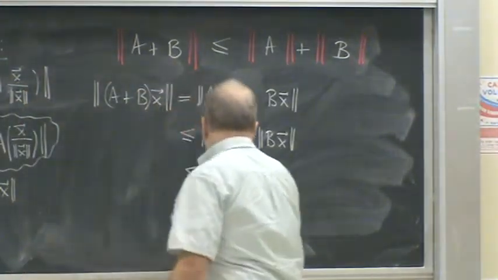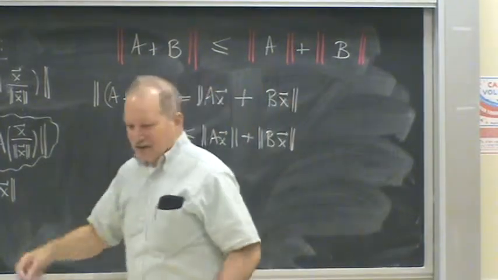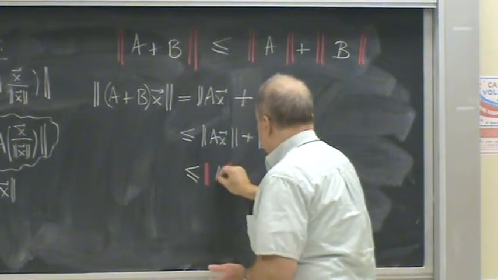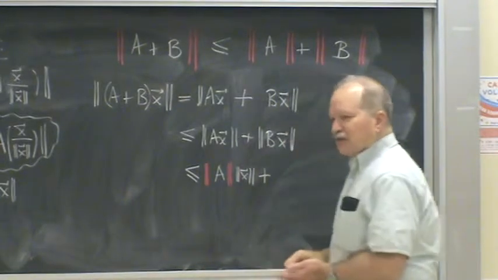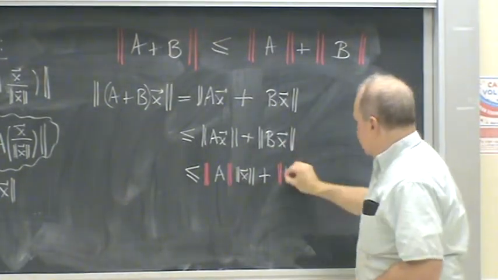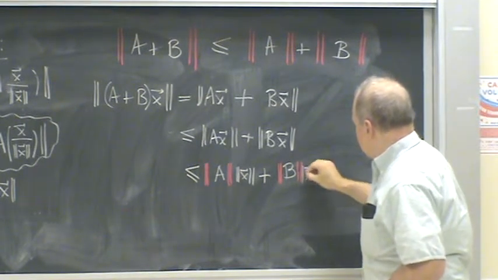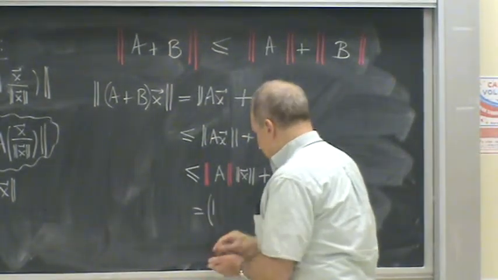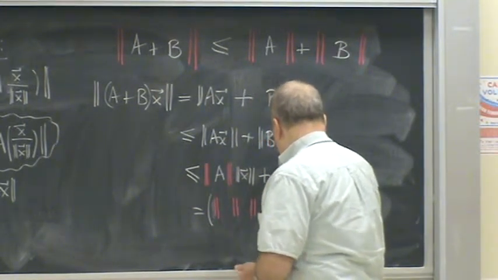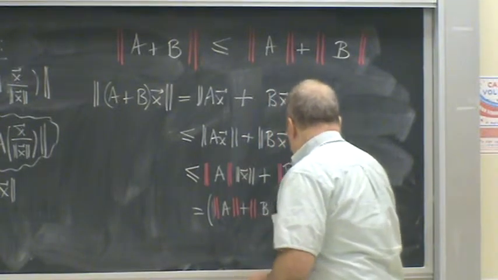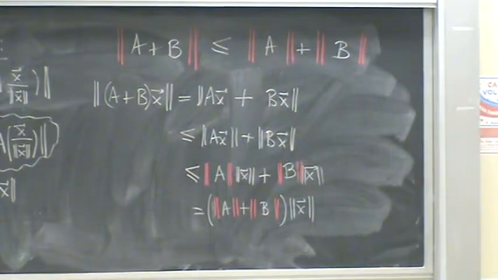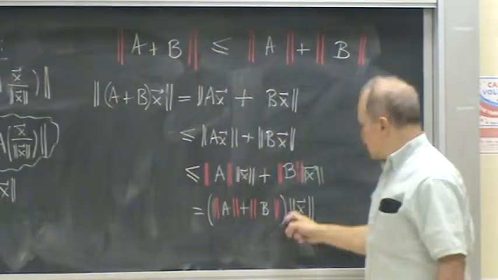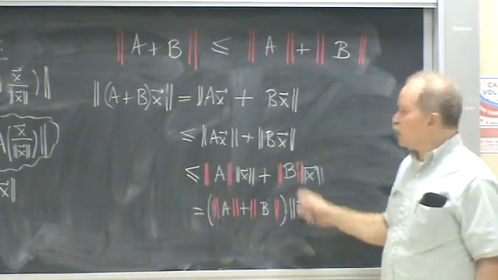Okay, well, what did we just prove? We just proved for any x, the magnitude of Ax is less than or equal to the red norm of A times the magnitude of x, and the magnitude of Bx is less than or equal to the red norm of B times the magnitude of x. So this is at most the red norm of A plus the red norm of B, times the magnitude of x. So what does that mean? Well, it means that if I take the maximum of this over unit vectors, the biggest it can be is this number times 1, which is what we had.